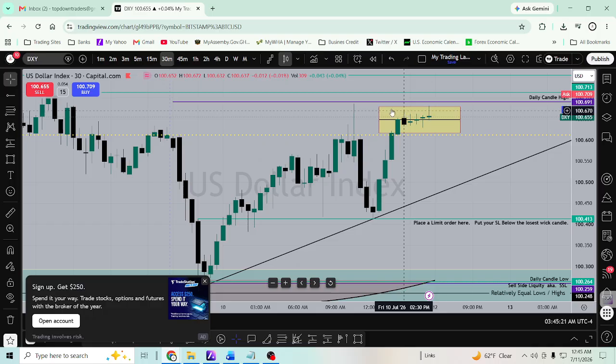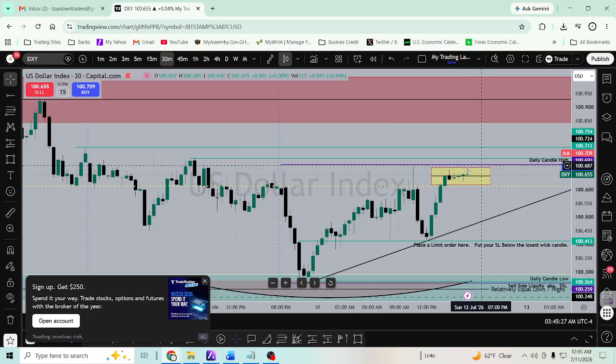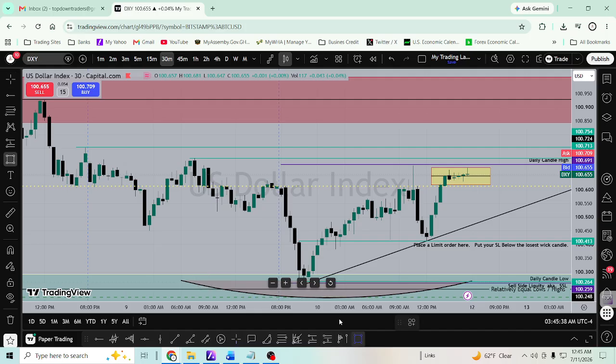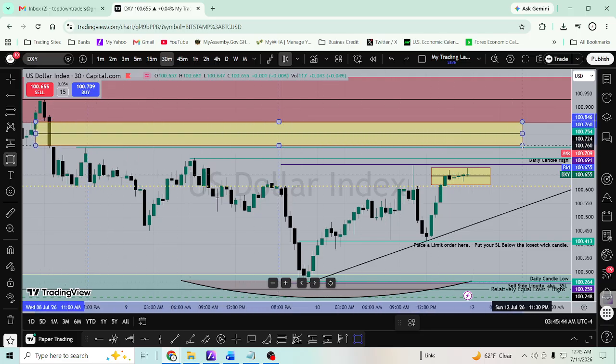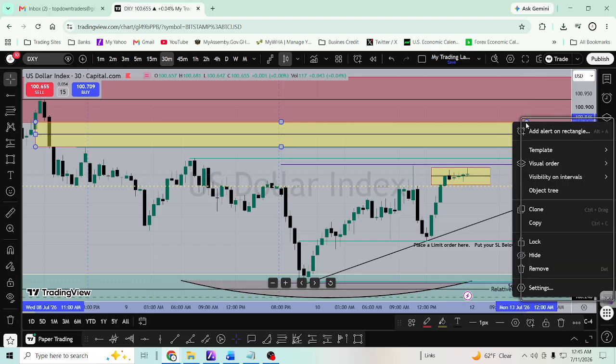It took out that high, but it was trying to attack that one. It hasn't broke out yet, but it might be going higher. If it breaks out, it's going to break out here, and it's also going to break out here. And guess where it's going to go to? You notice this area right here? If it breaks out there, it's going to eventually attack this fair value gap. Why will it attack that area?